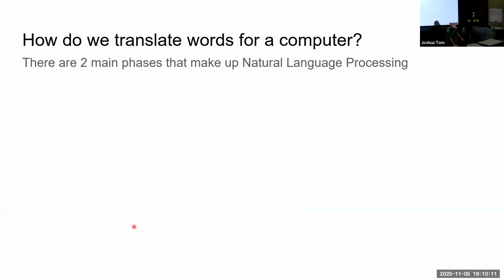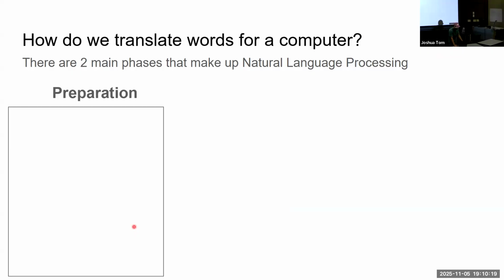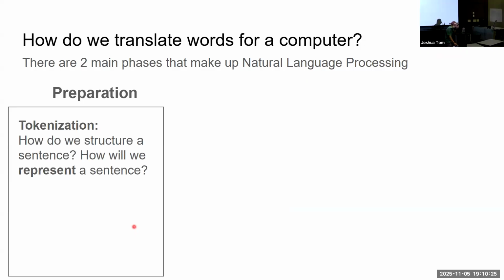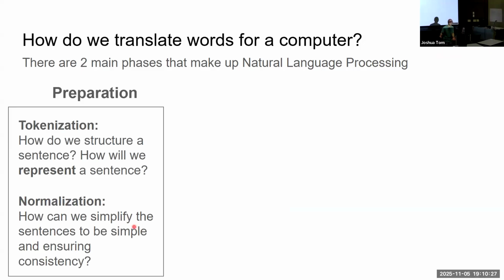Okay, so translating the words for a computer. I don't think this is mainstream, but I broke it down into two different parts. We have a preparation phase, and this consists of two things: tokenization and normalization. Tokenization is just how we structure things, how we structure a sentence. And normalization is just kind of clearing things up. I'm going to explain all of these subjects in the next few slides.